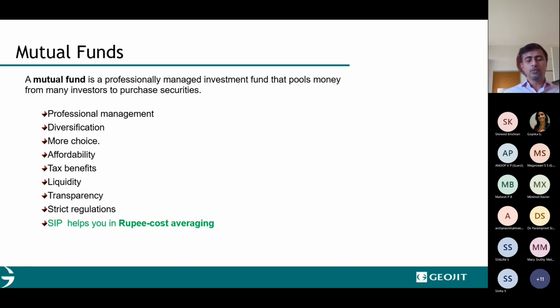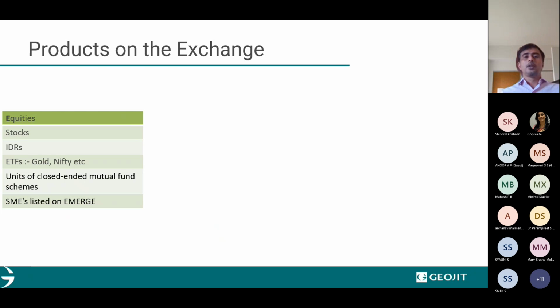The better-known term which you have been hearing for the last 5 years, especially those who are watching IPL or the World Cup matches, etc. SIP, systematic investment plan. So this helps you in rupee cost averaging, because every month or every week or every quarter, you can instruct the mutual fund to have a regular investment. So always we say that it should be regular investing. So you can regularly invest using the systematic investment plan. So that's all about the mutual funds.